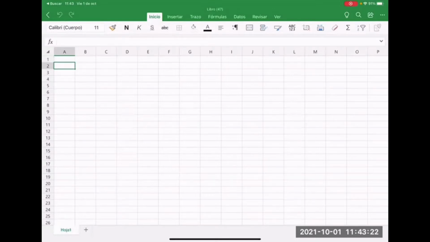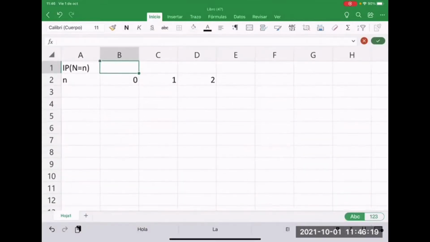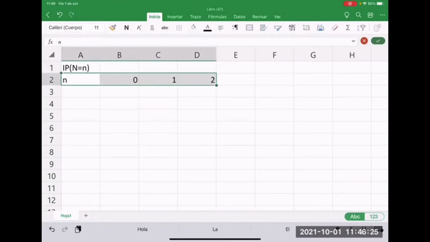Here we can use this spreadsheet to keep a record of the number of heads. So, making this spreadsheet to have a record of how many heads we get, we just call that n. We can have 0 heads, 1 head, or 2 heads.